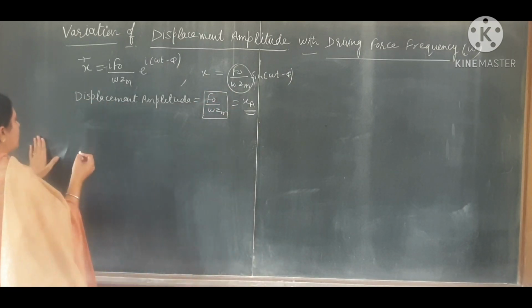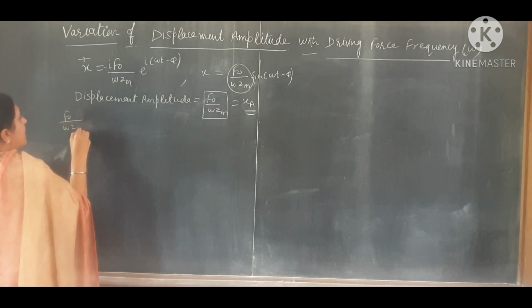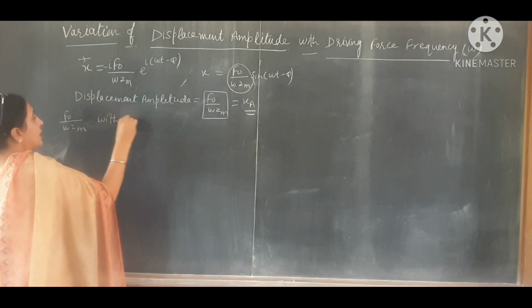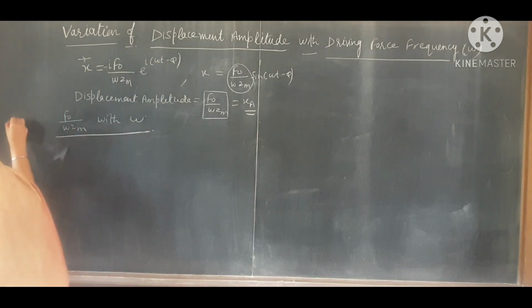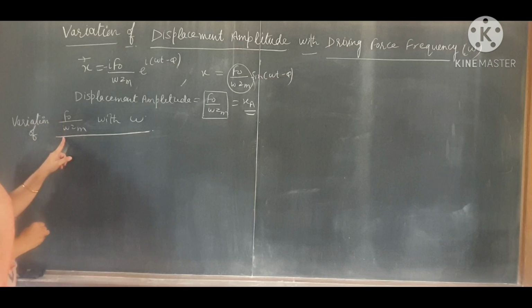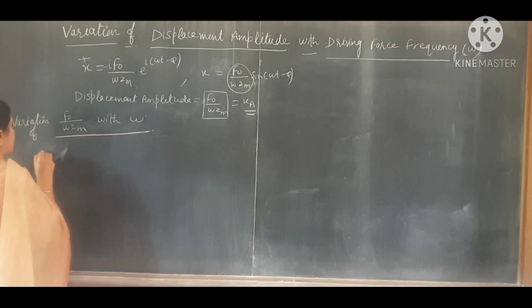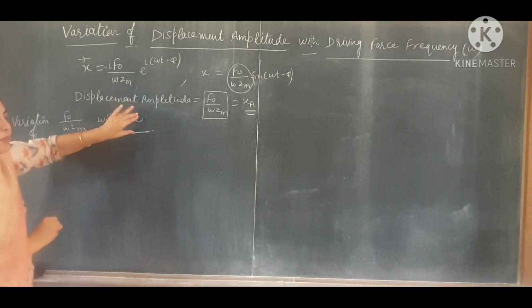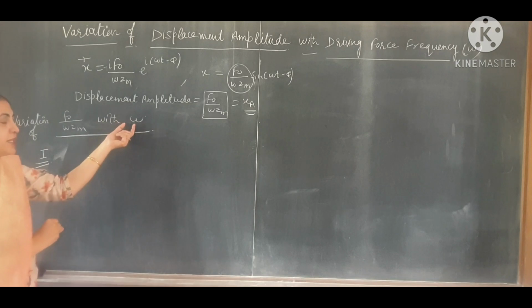Now we have to vary f naught over omega Zm with omega. We have to find out this variation. So first, the independent variable is omega, which is given to us because it is the driving force frequency.